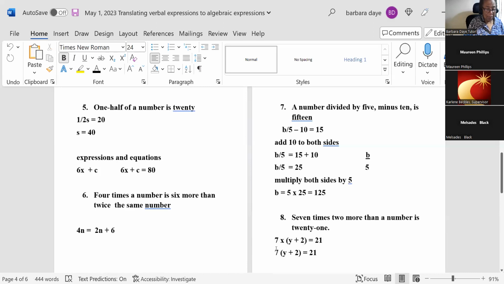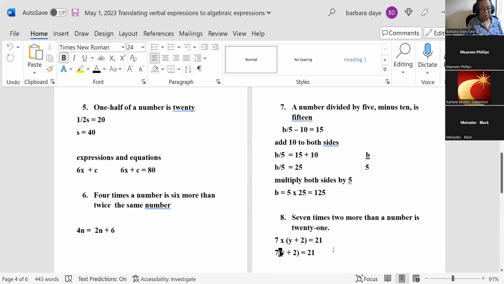So you've got the 7 times y plus 2 equals 21. That means you multiply 7 times the y, you get 7y, and 7 times 2 is 14. And then you could solve for the y. But we didn't have to, because we just want the algebraic expression for the verbal: 7 times 2 more than a number, 2 added to a number you call y, equals 21. So both of these would be correct.